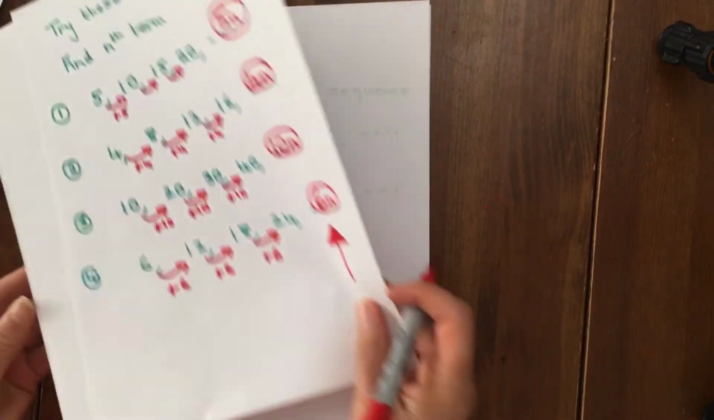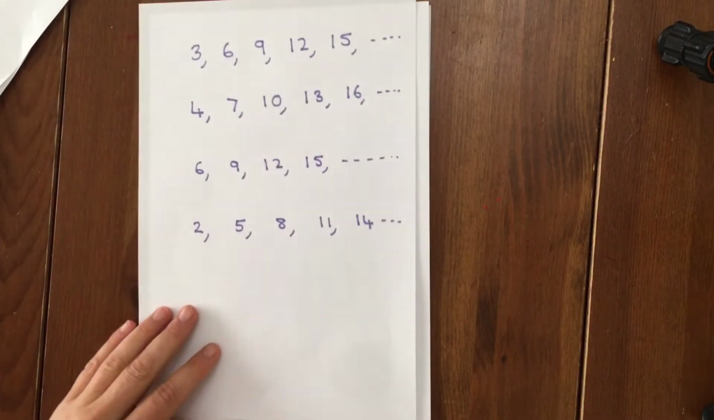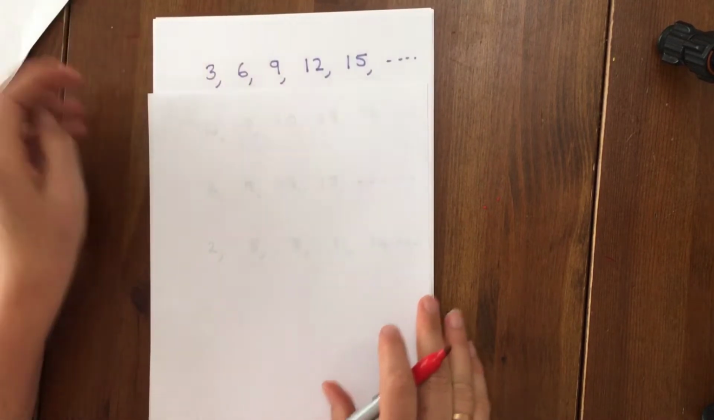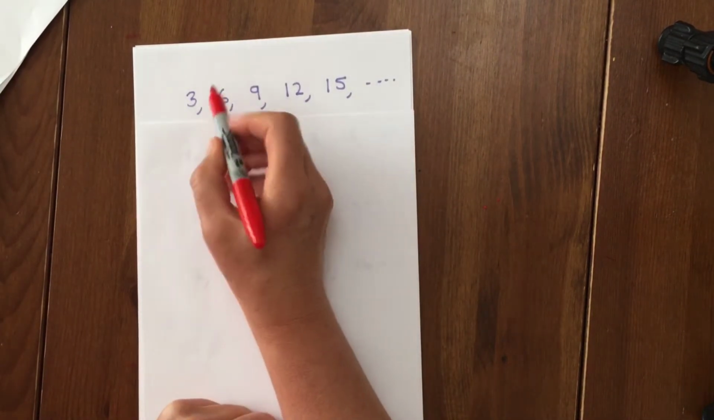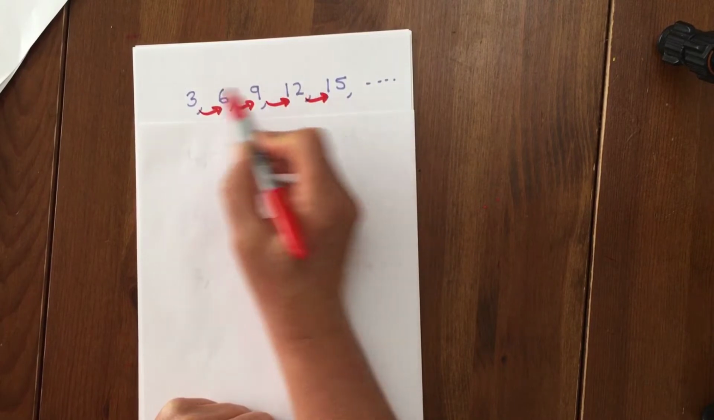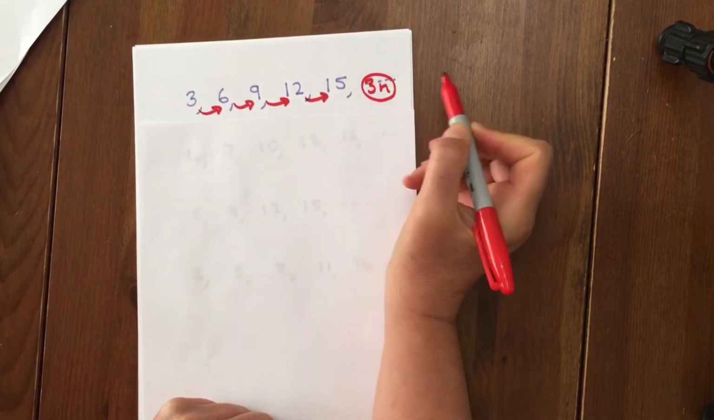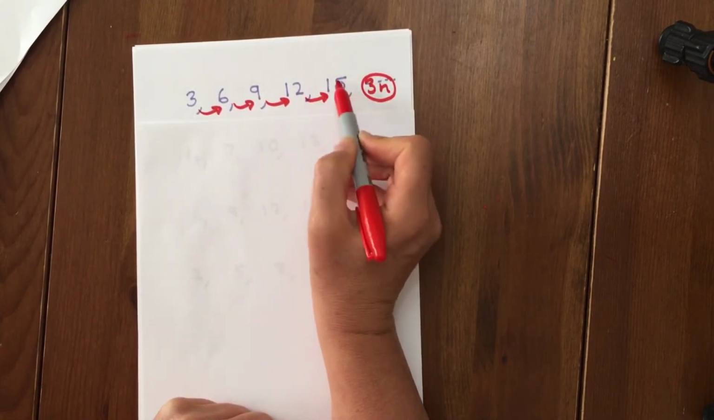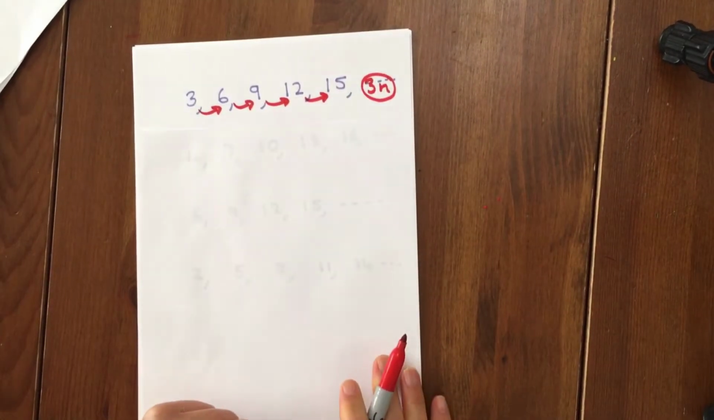And let's look at some other ones. Now, this one is similar to what we've just done. It's going up in threes, and it starts with 3, so my nth term is 3n. For example, the 5th term, 3 times 5 is 15. Now, let's look at this one here.